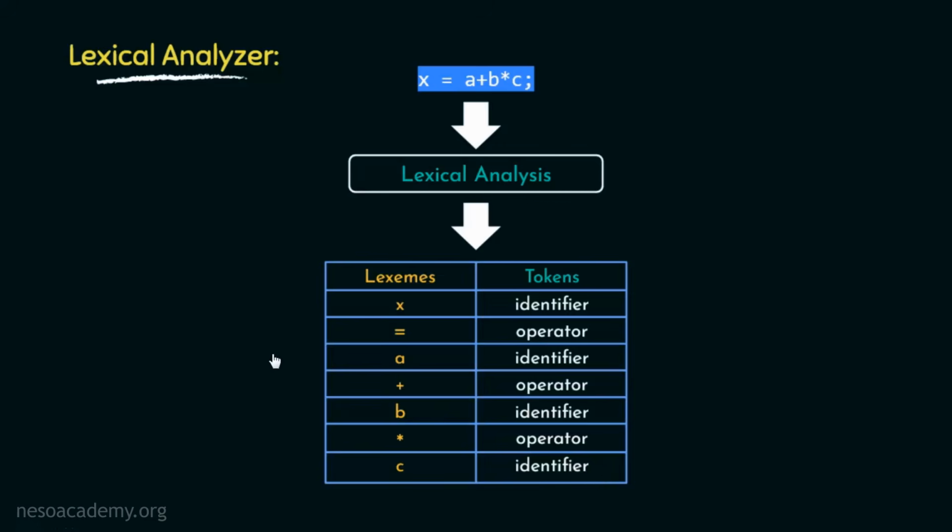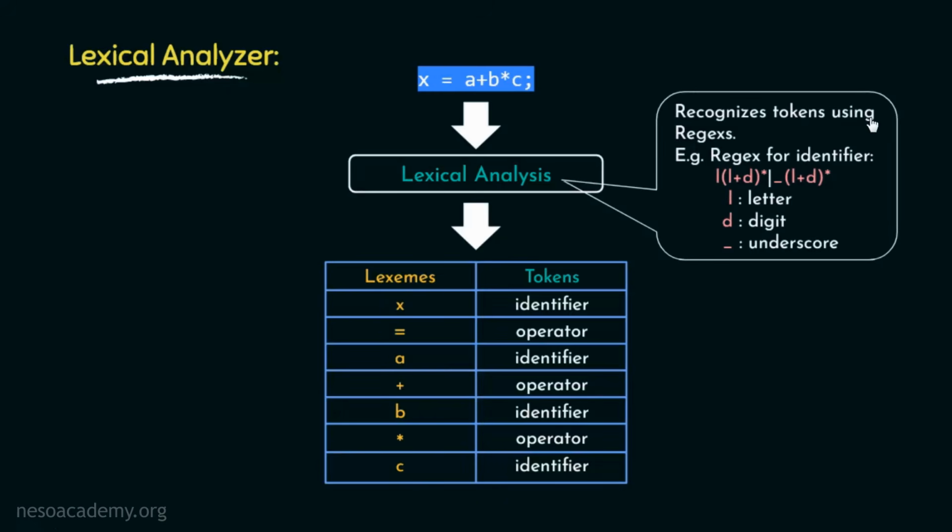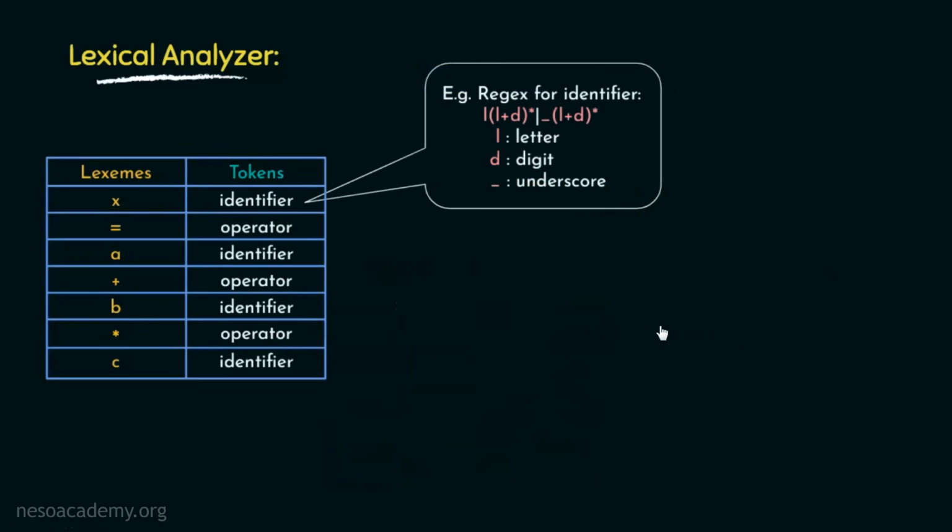So, this is the output of the lexical analysis phase, that is the stream of tokens, and the job of the lexical analyzer is to find out the meaning of every lexeme. It recognizes the tokens with the help of regexes or regular expressions. For example, this is the regular expression for identifiers, where L stands for letter, D for digit, and this special character is the underscore. Now, allow me to illustrate this using its equivalent finite automata.